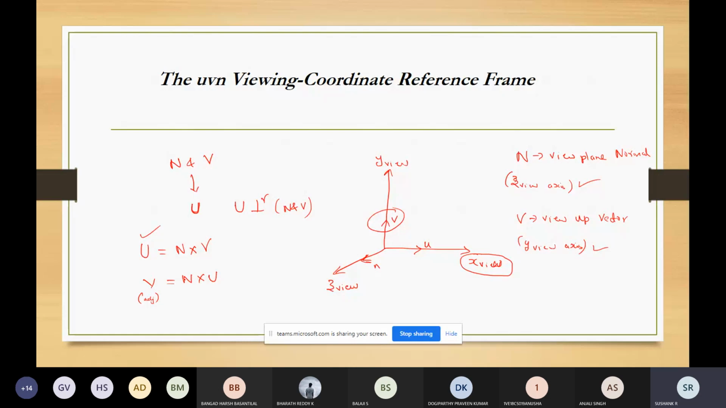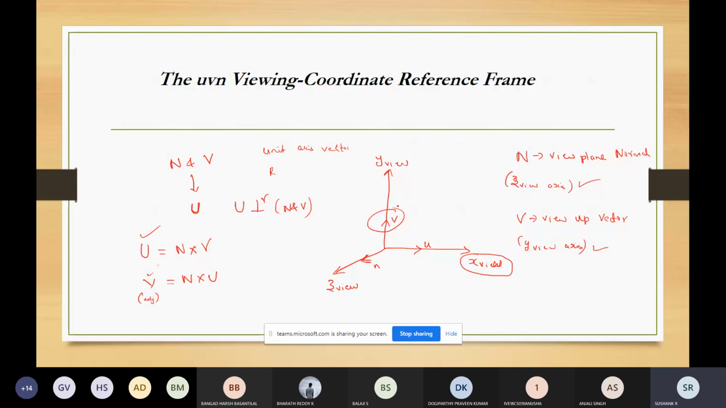Similarly, by taking the vector cross product of N and U, we are able to get the adjusted V value. Similarly, the procedure can be repeated, or this procedure can be used to obtain the unit axis vectors for the right-handed viewing coordinate system.